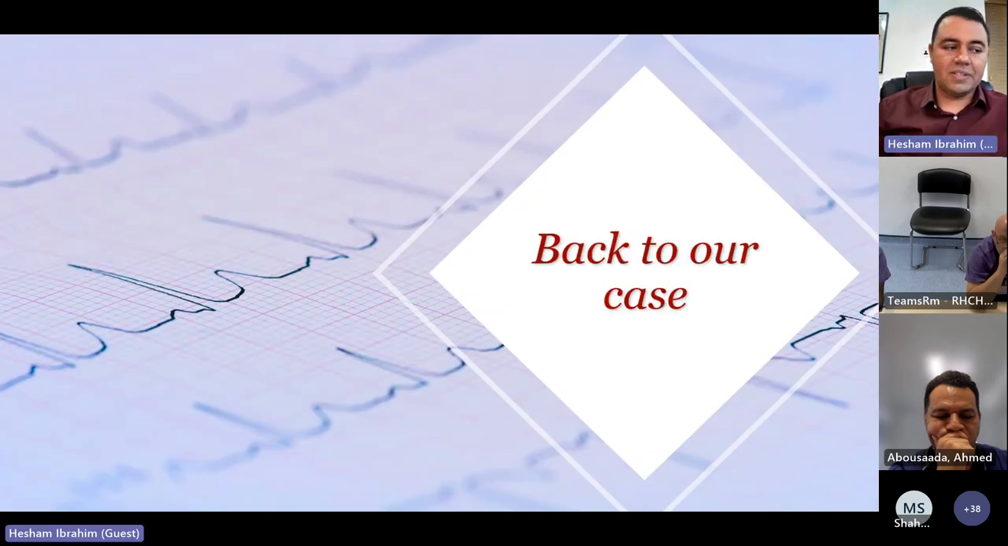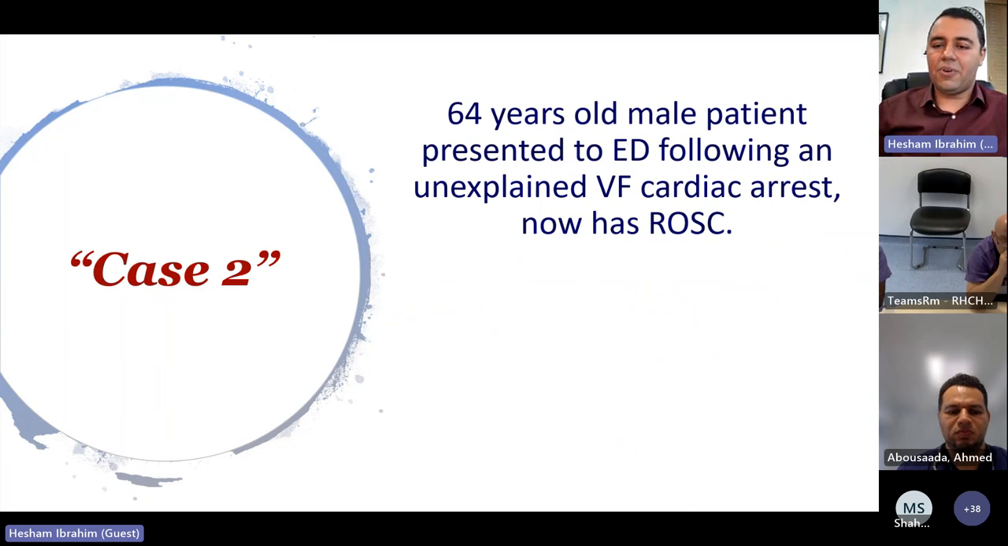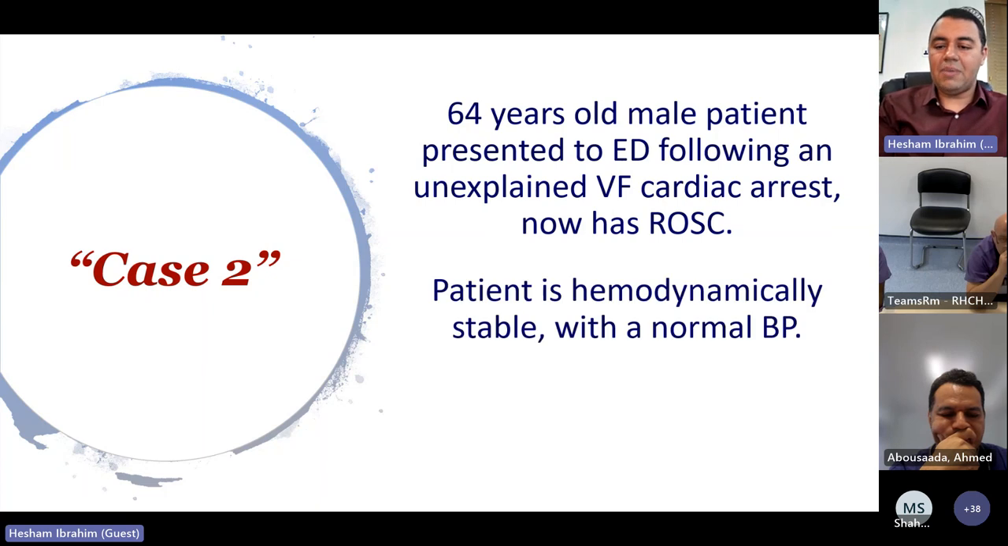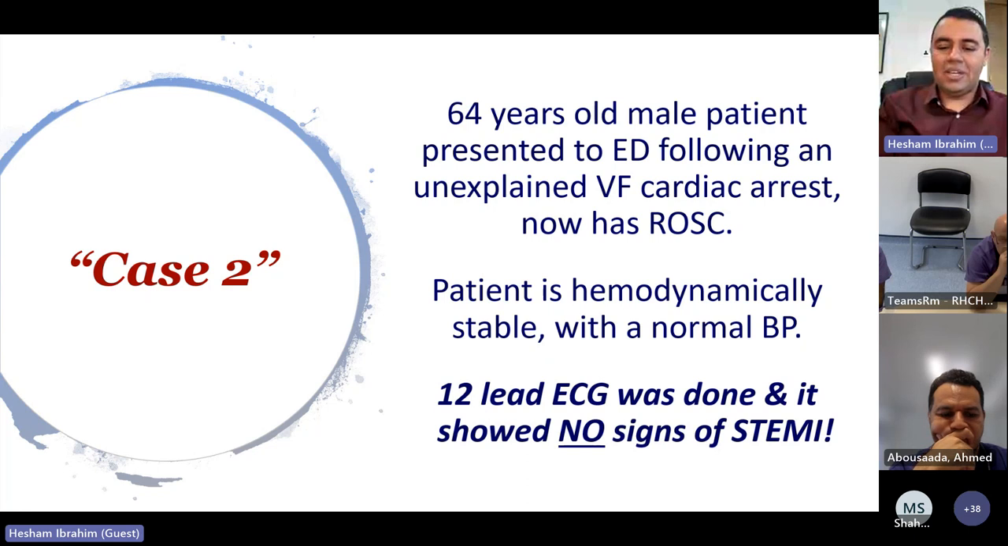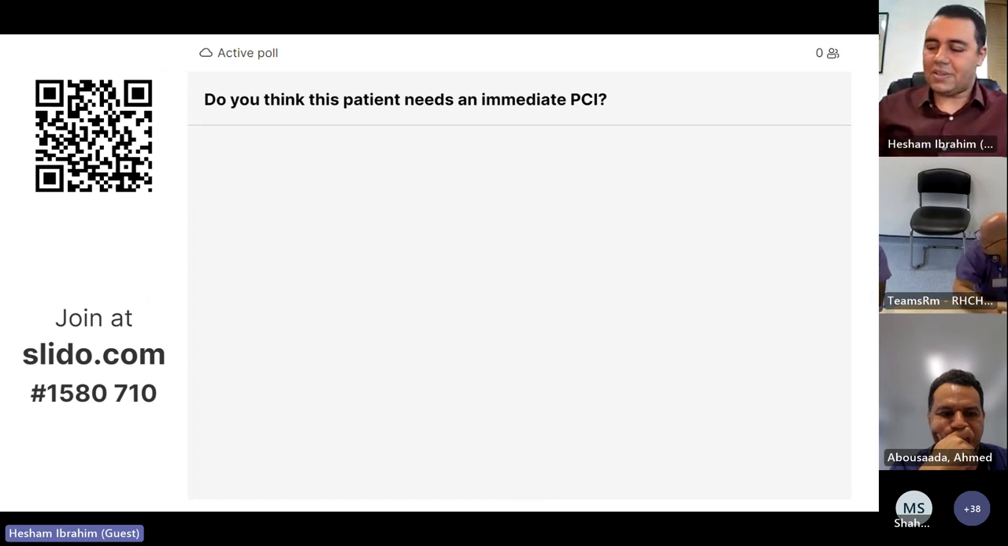So let's go back to our case to see where we are. This was a patient who was 64 years old, presented with an unexplained VF cardiac arrest. Now we've got ROSC. The patient is hemodynamically stable, normal blood pressure, ECG, no ST elevation. Do you think this patient needs an immediate PCI? Yes or no, please.